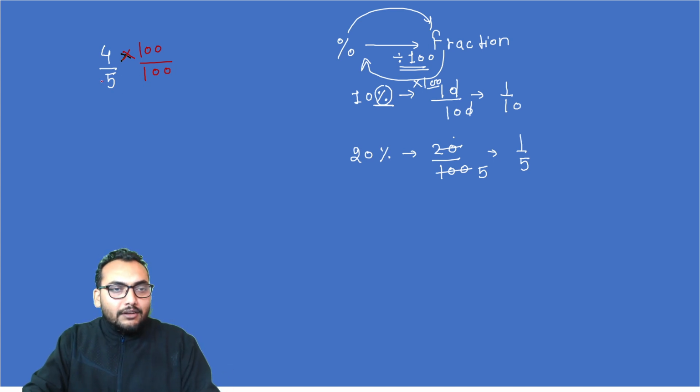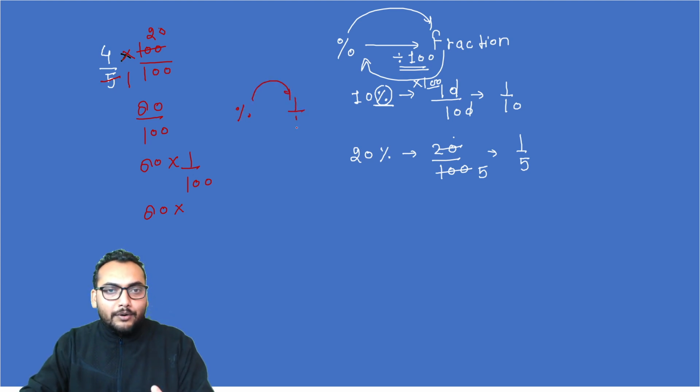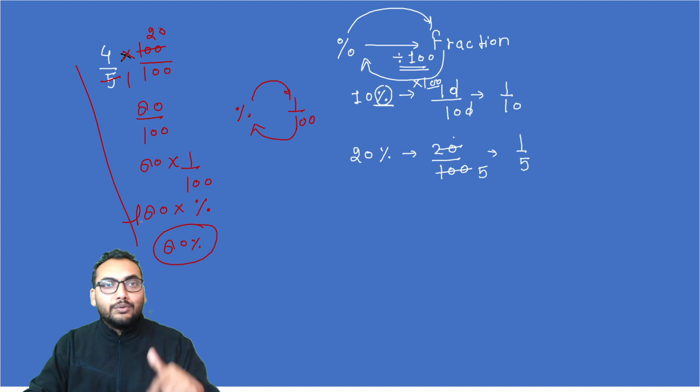So 5 ones are 5 and 5 twenties are 100. So what we will get, 20 multiplied by 4, so we will get 80, and 80 by 100. Now 80 by 100 means we can write it as 80 multiplied by 1 upon 100. We were changing the percentage sign into 1 upon 100, so in the same way we can change 1 upon 100 back into percentage. So now you can write it as 80%. This is the basic way to do this.